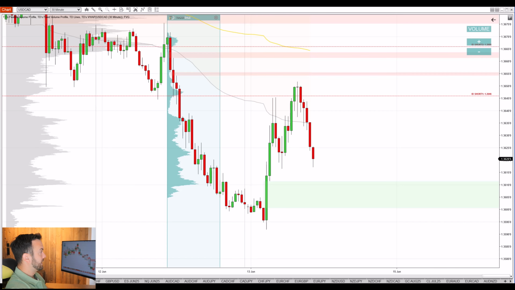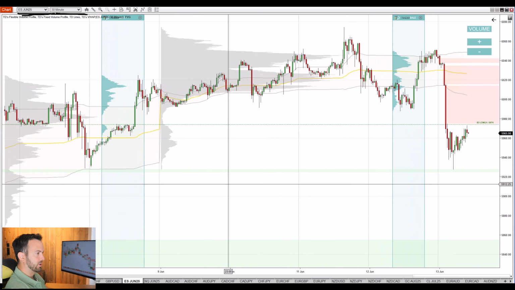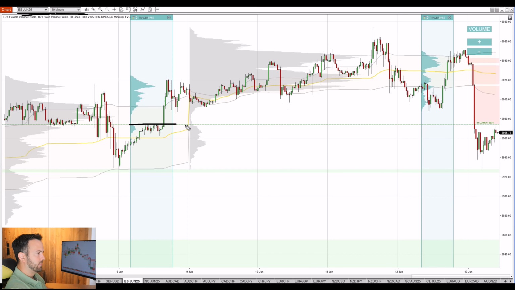So yeah, a bit of a lucky trade. That's for that. The next one was on the ES. And if you look at this chart, which is a 30-minute chart, the ES, let me show you the level first, actually. This is the level.